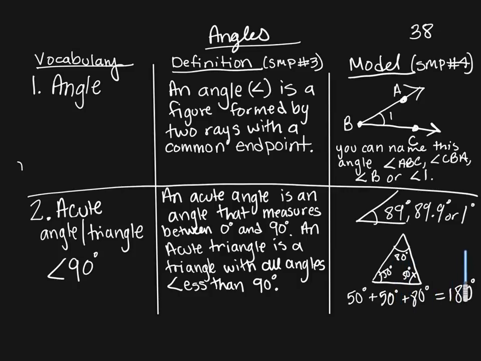And acute triangles still equal 180. All triangles equal 180. Acute triangles, equilateral triangles, scalene triangles, obtuse triangles, right triangles, all triangles, if they're truly a triangle, are going to be equal to 180 regardless of their classification.